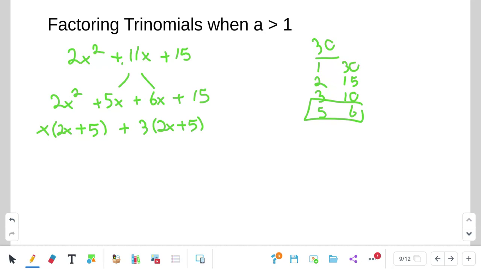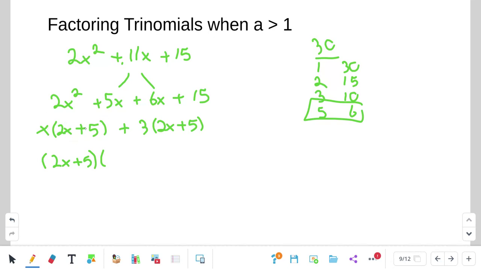Now here's the final thing here. Each of these terms right here, this term right here, and that term right there, have something in common, a 2x plus 5. Well, if they have something in common, then I can take that thing they have in common, the 2x plus 5, and I can factor it out of the whole expression.